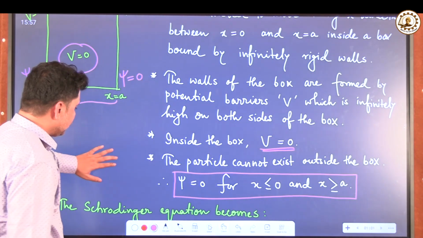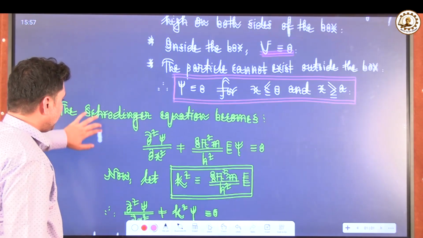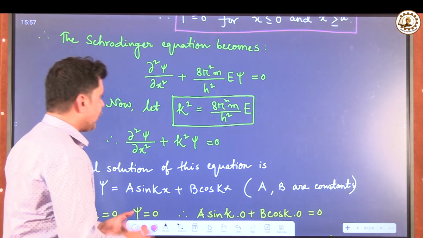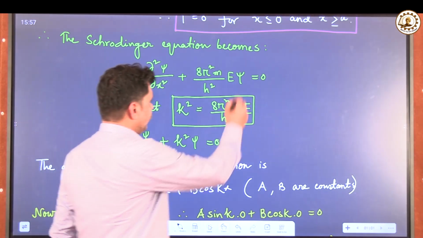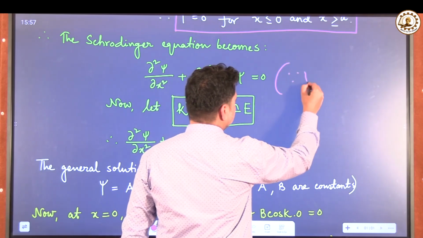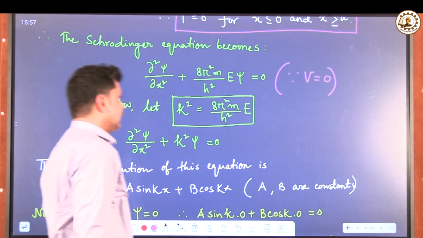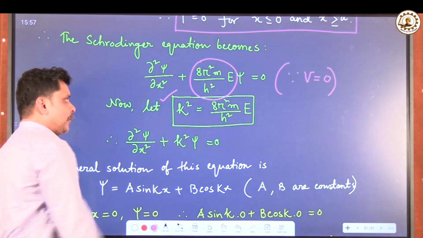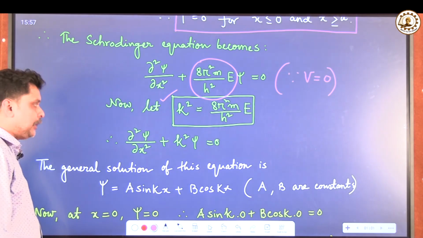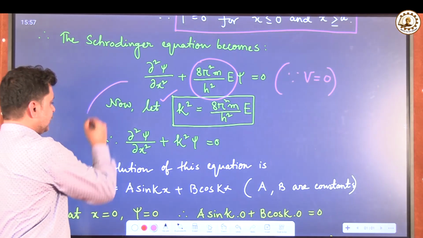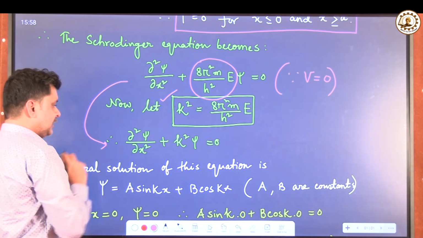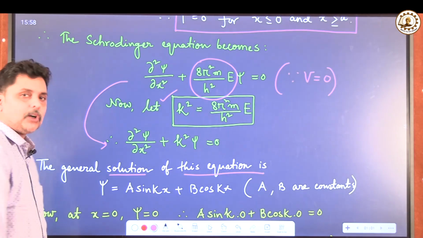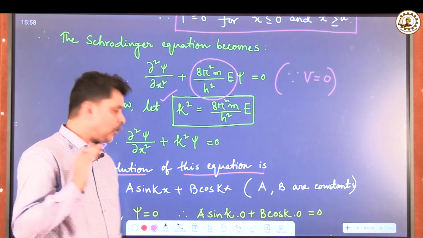Now we are using the Schrodinger equation. This is our Schrodinger equation for one dimension: del 2 psi del x square plus 8 pi square m upon h square E psi equal to 0. We remember there is a V, but as V equal to 0, this becomes only E psi. Now, let's consider k square equal to 8 pi square m upon h square into E, and we rewrite the equation in this form. For this kind of differential equation, the solution is psi equal to a sin kx plus b cos kx, where a and b are constants.